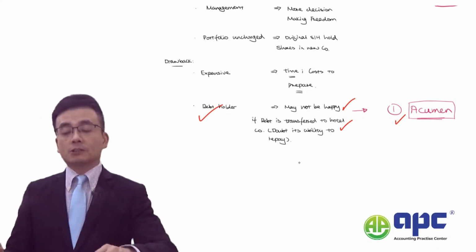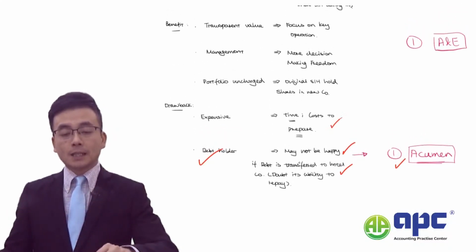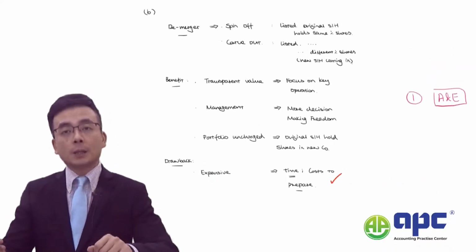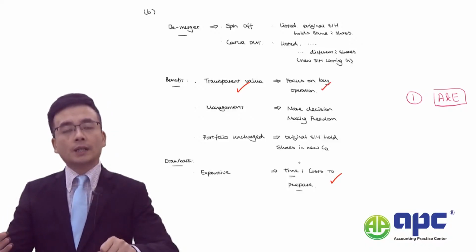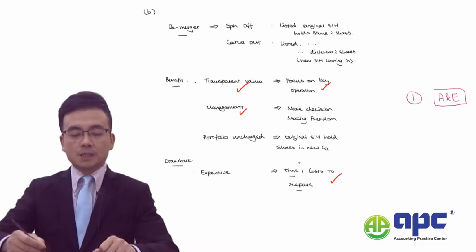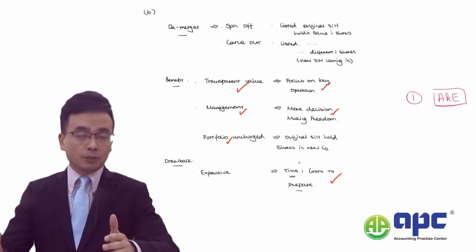Now, as I said before, creating a new company takes time and cost, and that would be a drawback. The benefit, of course, is that the value could be more transparent because you can see one company in one industry. You can focus on key operations, and that's why you can persuade the investors in the market. For managements, they've got more decision-making freedom, and for the existing shareholders, the portfolio is unchanged. You're not getting rid of the property industry, which may be very good at some point in the future.